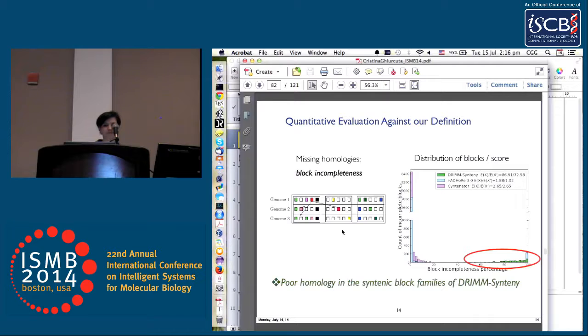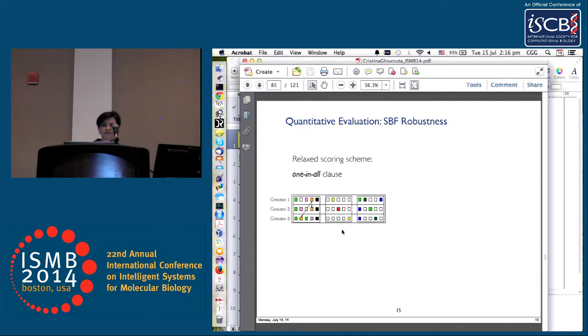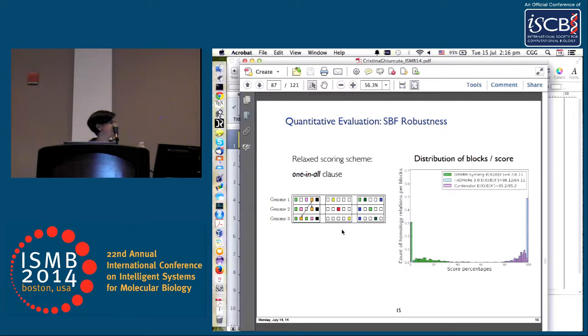The second measure is requiring that each marker within a synteny block part of a synteny block family has at least one homologous counterpart in the whole synteny block family. So as we see on the plot, Iador and Syntenator produce synteny block families which obey this rule quite well, while Dream Synteny follows the opposite trend.